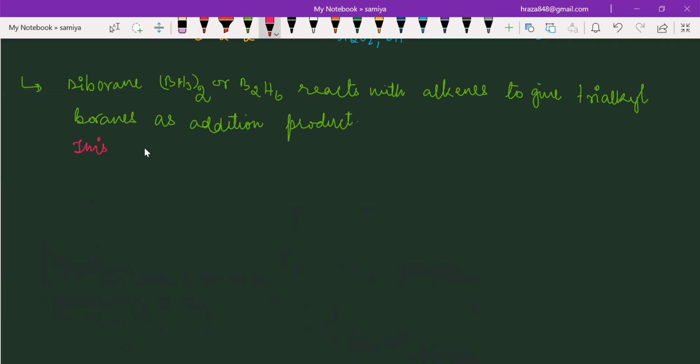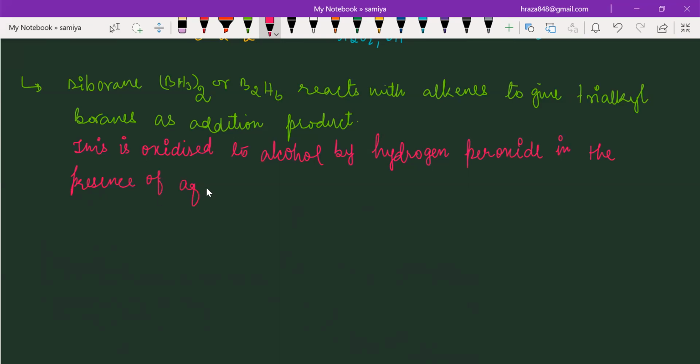So this is oxidized to alcohol by hydrogen peroxide in the presence of aqueous sodium hydroxide. And you know what is here? Anti-Markovnikov takes place. Anti-Markovnikov. And you know what is anti-Markovnikov?